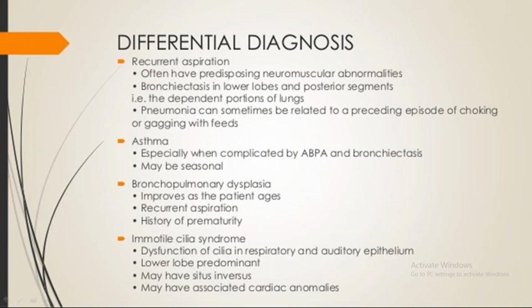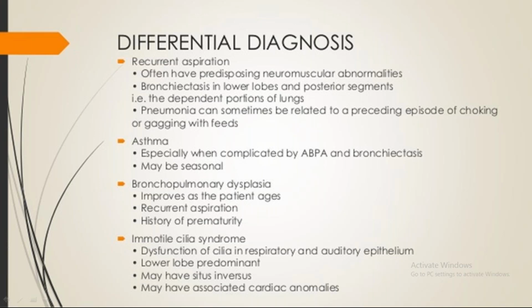In asthma, there will be ABPA and bronchiectasis. As asthma is seasonal, we can rule out cystic fibrosis, as cystic fibrosis is perennial. It will be present throughout the year. We can distinguish asthma from cystic fibrosis. Coming to bronchopulmonary dysplasia, it improves as the patient ages. They also present with recurrent aspiration. On birth history, they will have been a premature baby.